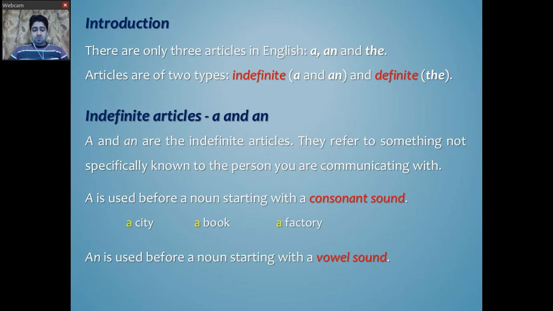An is used before a noun starting with a vowel sound. Let's see some examples. So you say, for example, an elephant, an ice cream, an apple, because they start with a vowel like a, apple. It's not the letter A we're talking about here. We're talking about the sound a. So I'm going to show you an example now, so you see the difference between sounds and letters.